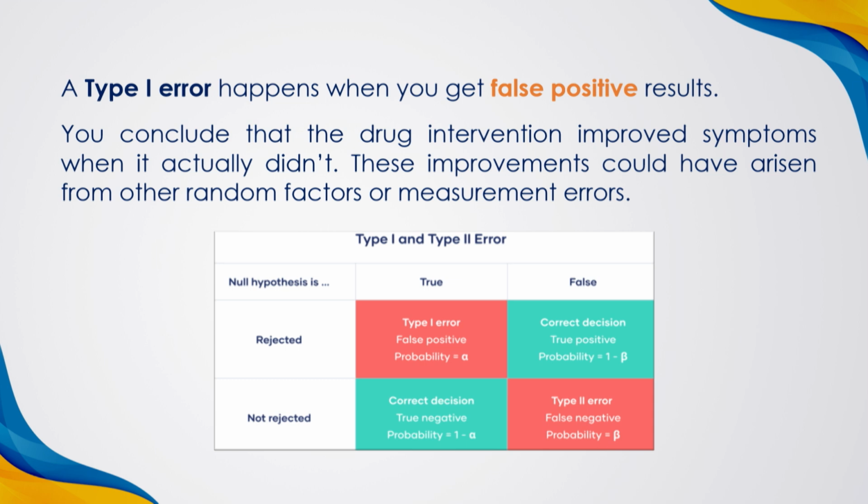In this table, two different types of errors are shown. Rejecting a null hypothesis when it is true is called type 1 error. Rejecting a null hypothesis when it is false is called 1 minus beta, a correct decision. Not rejecting H naught when it is true is called 1 minus alpha, also a correct decision. Not rejecting H naught when it is false is termed a type 2 error, denoted as beta.